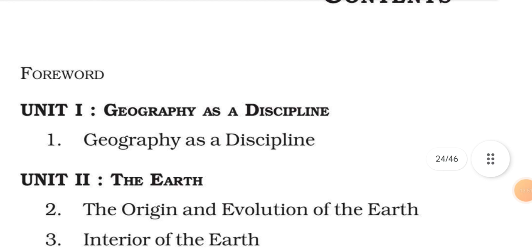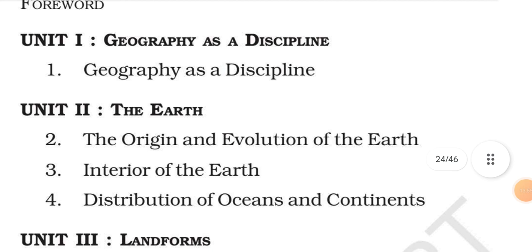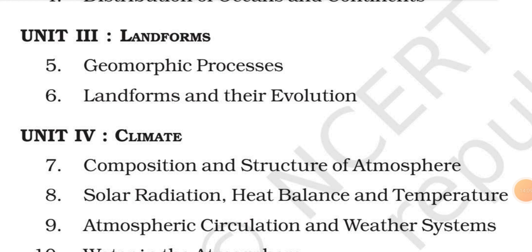Contents. Foreword. Unit 1, Geography as a Discipline. 1, Geography as a Discipline. Unit 2, The Earth. 2, The Origin and Evolution of the Earth. 3, Interior of the Earth. 4, Distribution of Oceans and Continents. Unit 3, Landforms. 5, Geomorphic Processes. 6, Landforms and their Evolution.